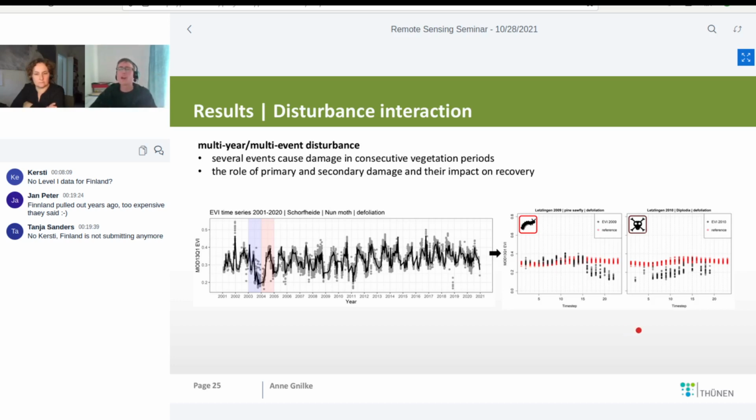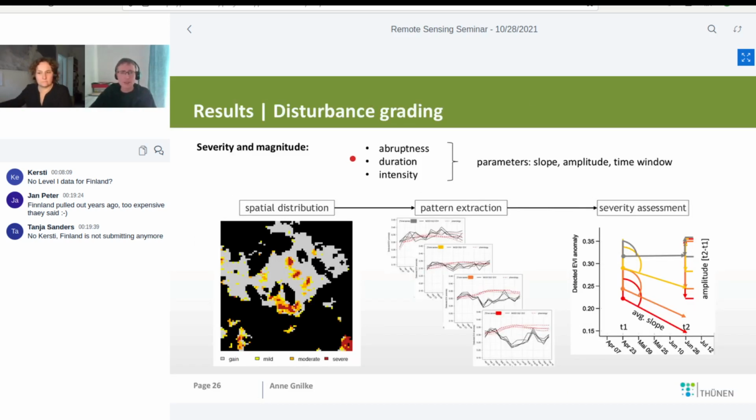bit more aggressive. What you cannot see from these pictures, of course, is the climate frame which occurred in these years. That's one part that still needs to be researched a little bit more. In the next step, as Tanja also mentioned in the disturbance slide, disturbance grading in terms of severity and magnitude is quite an interesting and hot topic in research right now, defined by abruptness, duration, and intensity. This is quite interesting information, of course, for foresters, but also for each scientist in the ecology field.